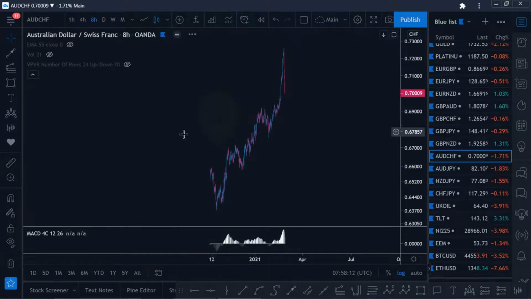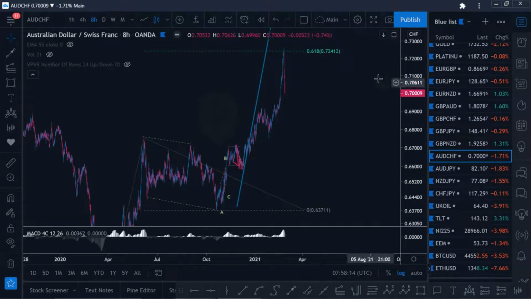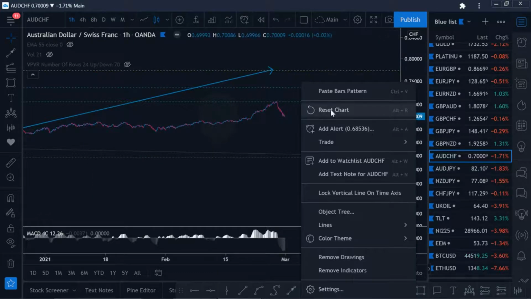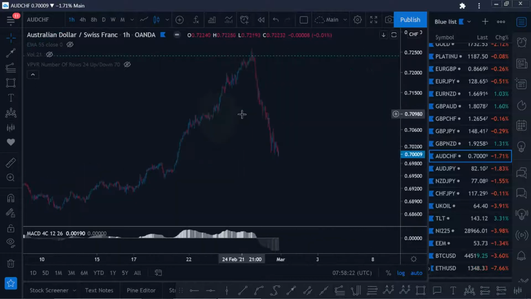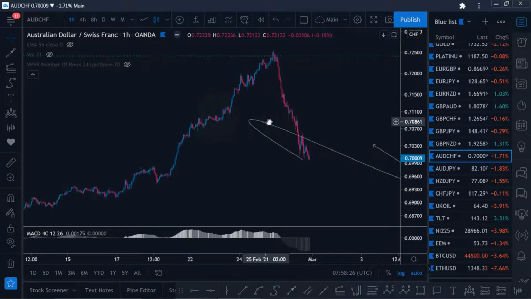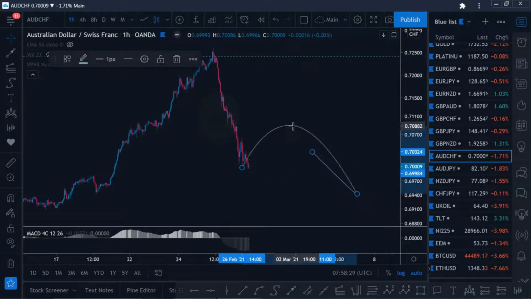Aussie dollar Swiss is another one, reached its minimum target. But when you look at the reaction off that target, it's really hard to believe we're going to turn from here. That is a massive impulse off the highs. So again, it's that same setup. We're just looking for corrections. We're looking for the turn. We're looking to get in and we're looking to hold.